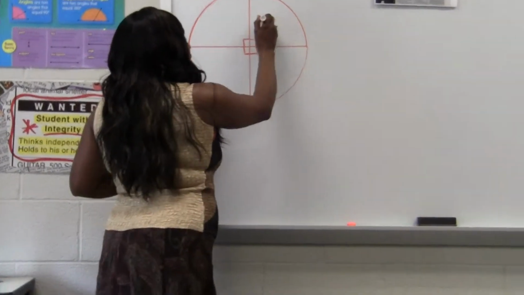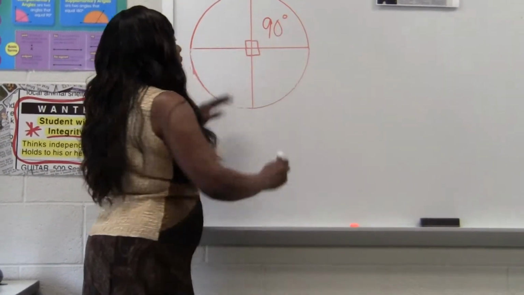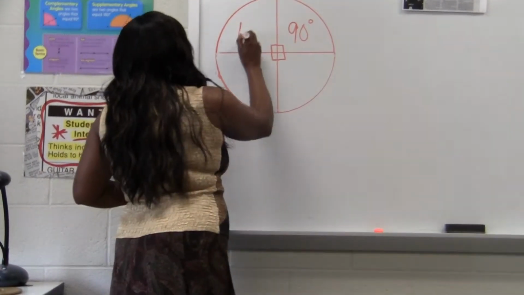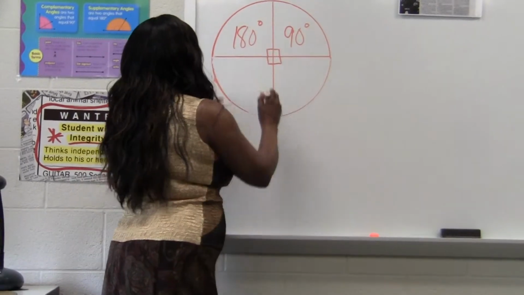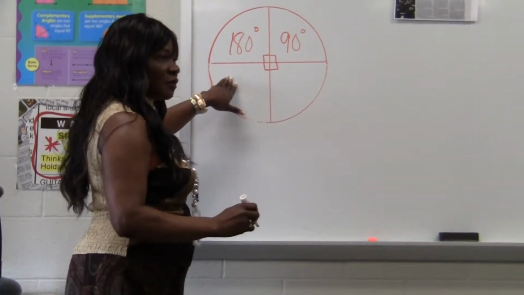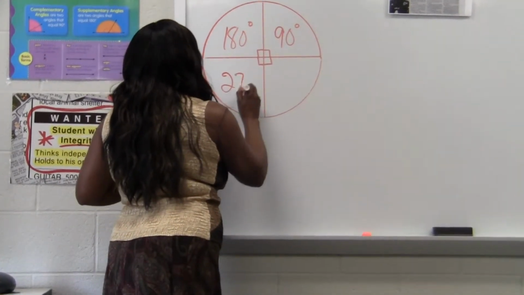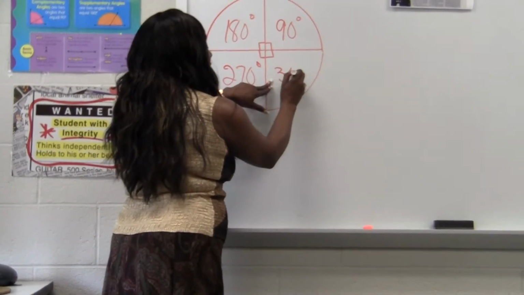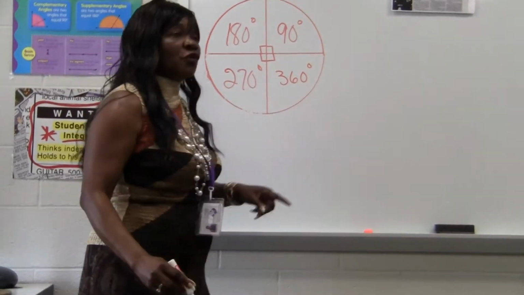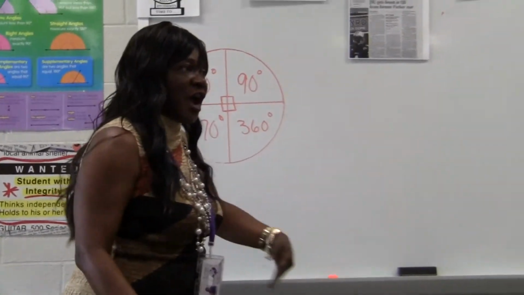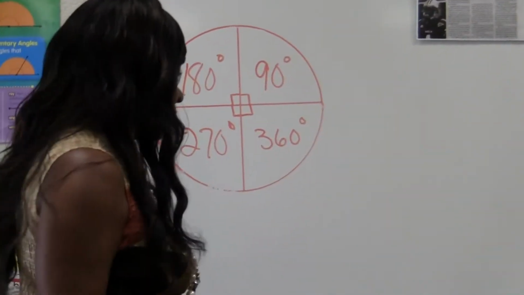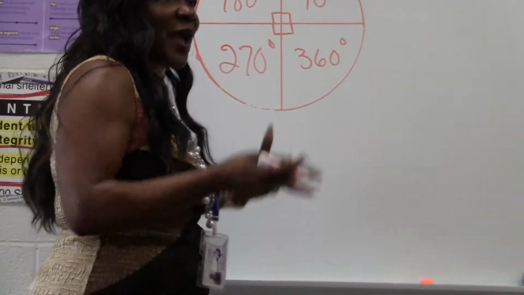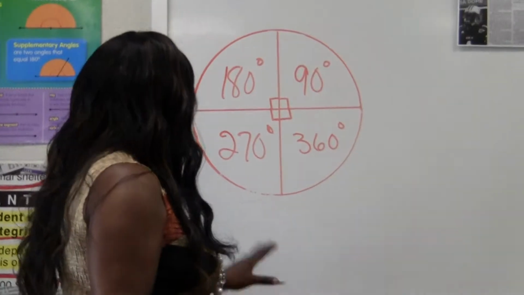So that's 90 degrees. What do you think is going to be over here? 180 degrees. Then we're going to add 270 degrees. And then all the way around, 360 degrees. What is the total degrees of a circle? 360 degrees. Okay? Got a question so far? I'm trying to bring you guys up to where we are.